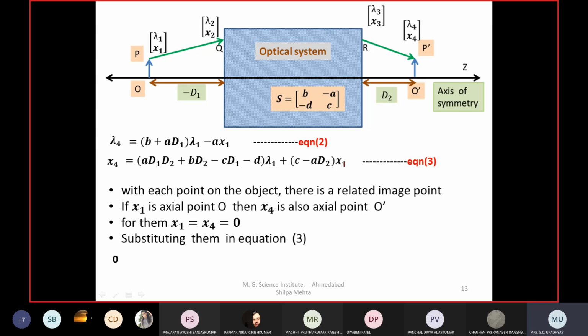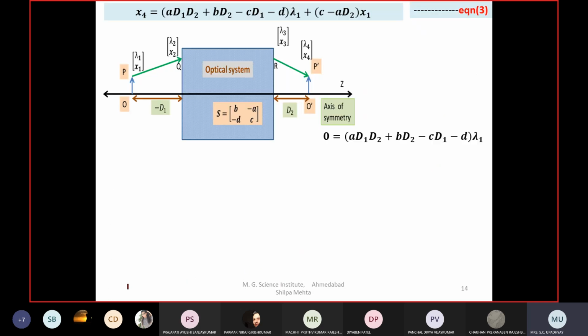Now we can say that 0 is equal to a d1 d2 plus b d2 minus c d1 minus d into lambda 1 plus c into 0. c into 0 is equal to 0. And therefore, this whole bracket multiplied by lambda 1 is equal to 0. And therefore, this 0 is coming on the left hand side, lambda 1 is coming on left hand side. So 0 upon lambda 1 is also equal to 0. And therefore, now we get the value of this bracket, a d1 d2 plus b d2 minus c d1 minus d, that bracket is equal to 0.